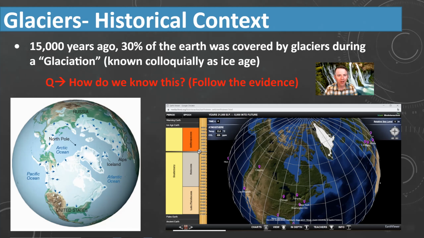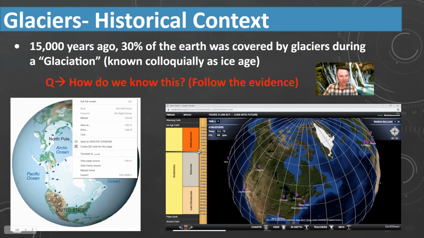So what are some evidence, do you think, that might help us figure out where glaciers were? That's what we're going to be looking at here in just a minute. All right. So this is kind of what it looked like. If you were to stand on Earth about 15,000 years ago, this is what it would have been.